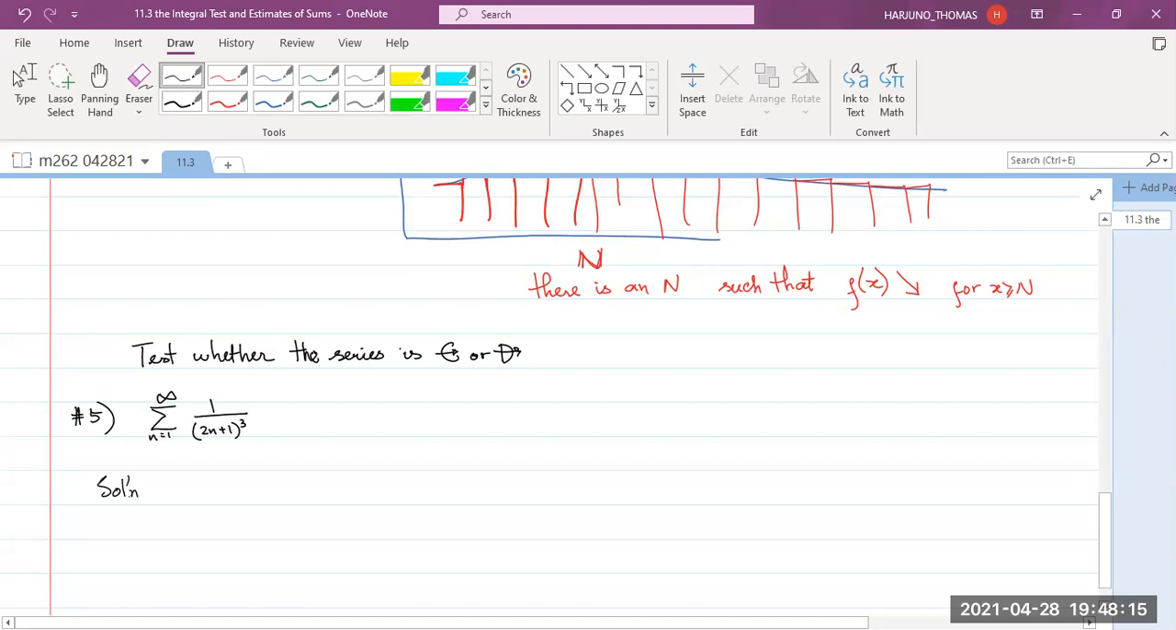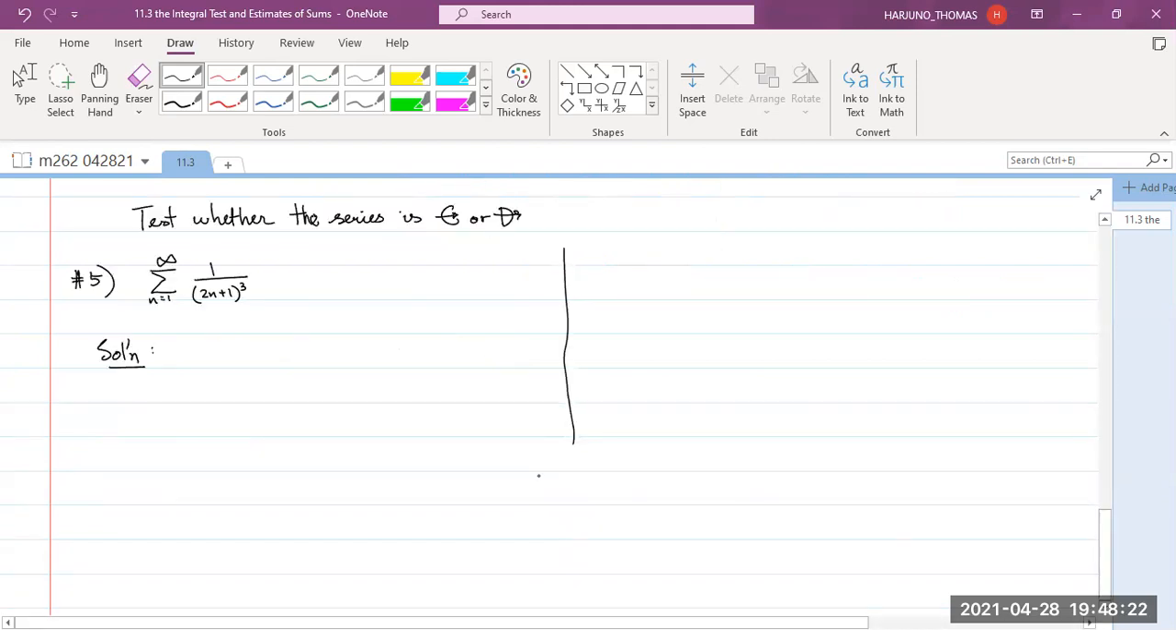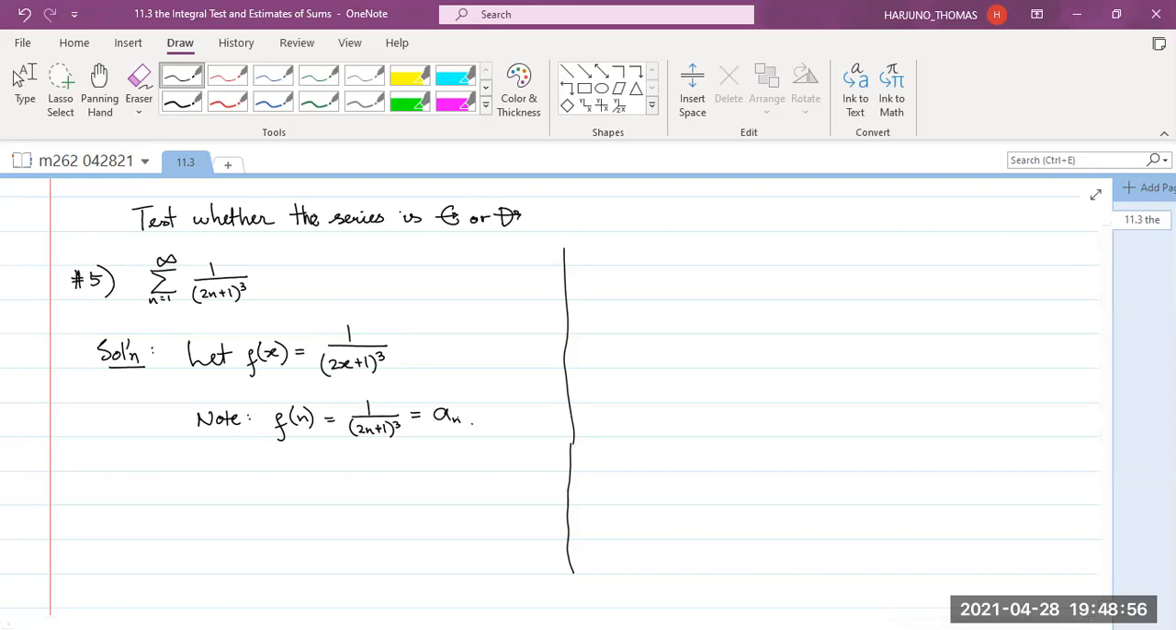Solution. Now I will make it two columns, so that you know better the storyline. I will start with: let f(x) equal 1 over (2x plus 1) cubed. Note that f(n) equals 1 over (2n plus 1) cubed, which is equal to the sequence. That's to show that this is a positive function. Now, we need to show a couple of things. We need to show that this function is continuous, but why?